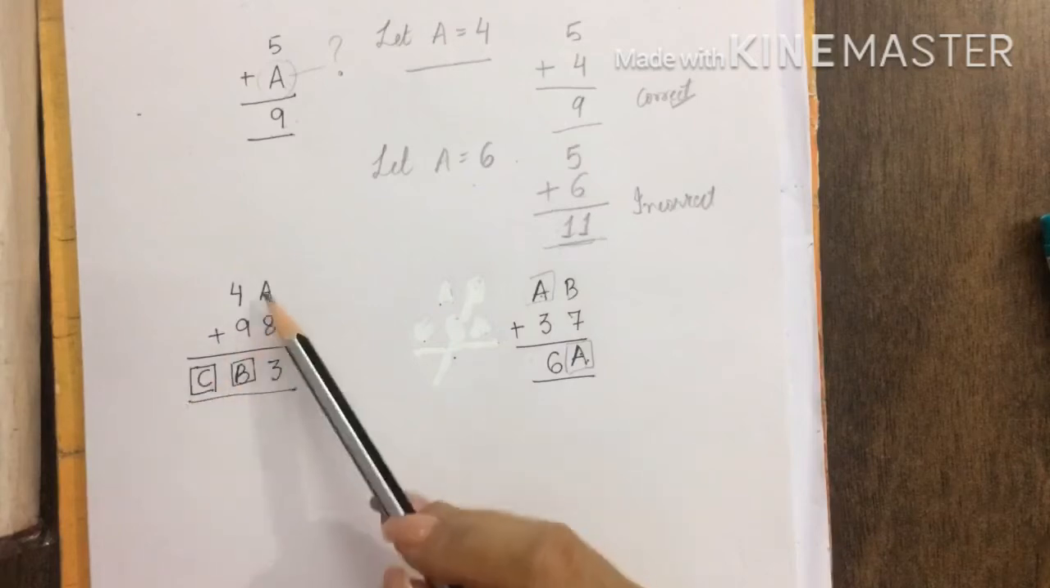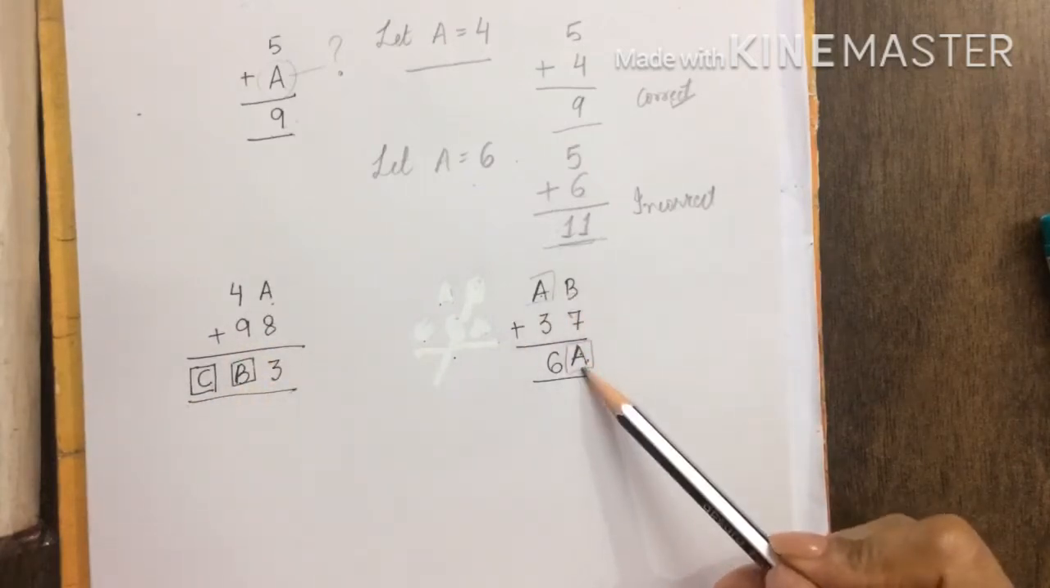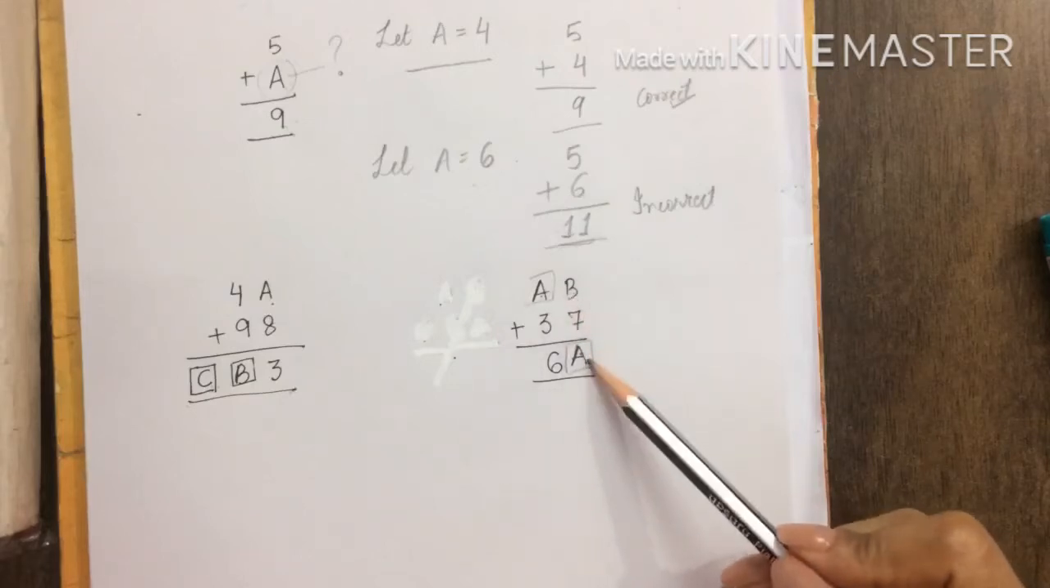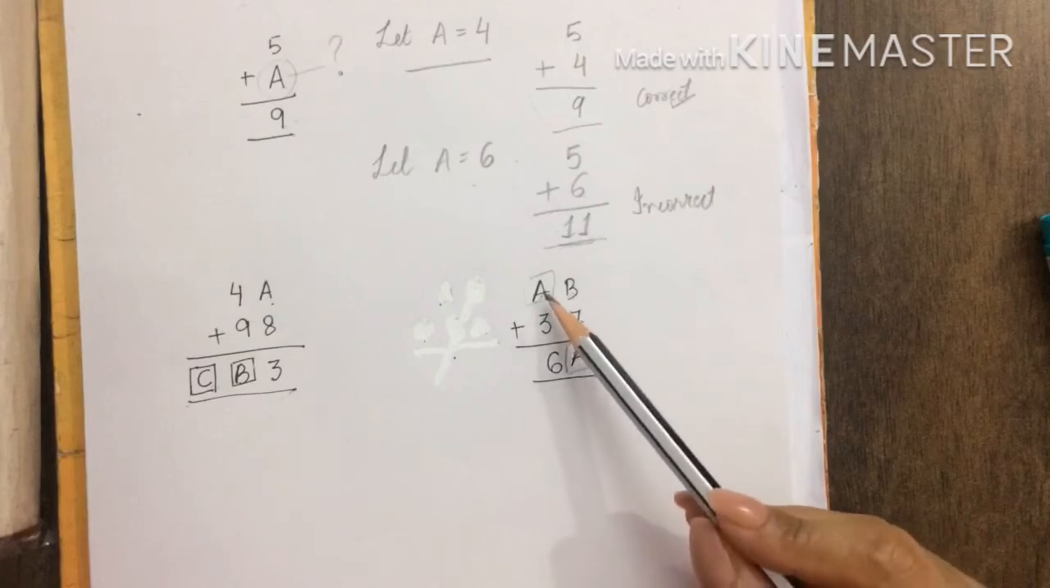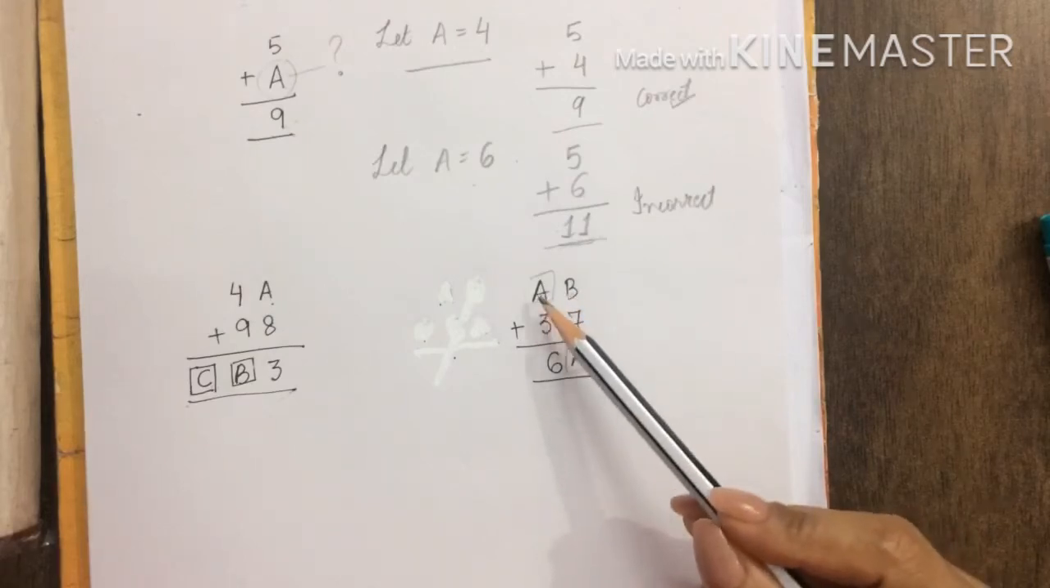So A, B, C means you will have to try 3 different values, and when A, B and A are given, although 3 places are missing, actually only 2 digits are missing. You just need to find out A and B. So whatever A is filled here will be filled here as well.